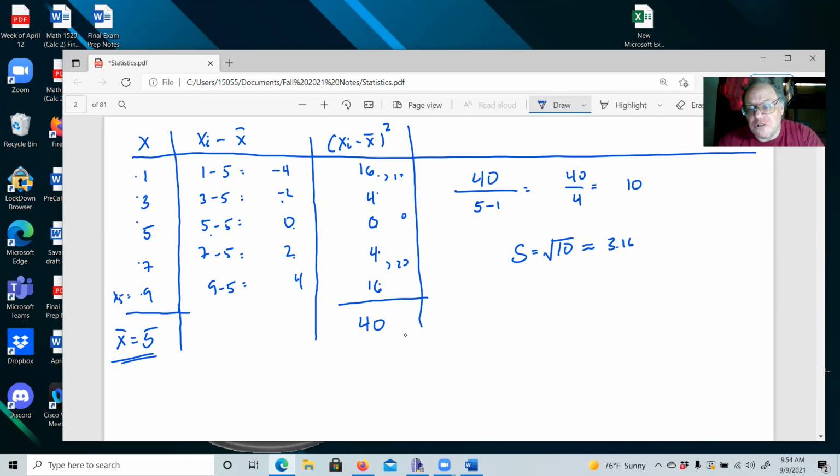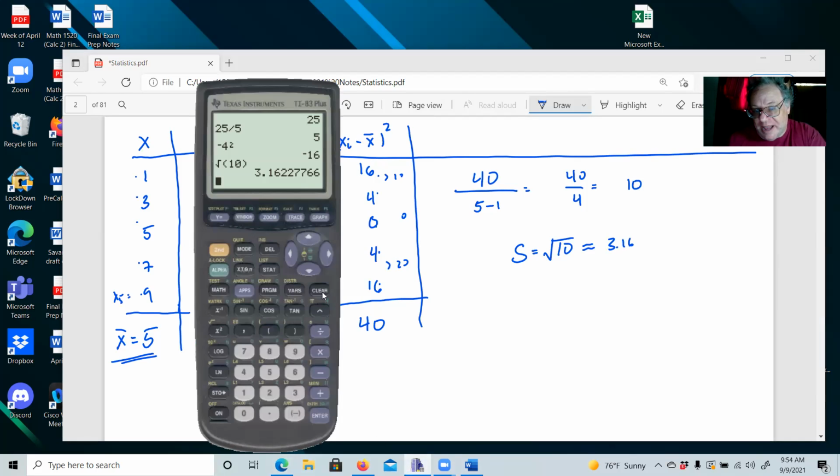If you had to do this by hand, that is how you would do it. Now, you're not going to do this by hand. We might do it one more time in an example. This is it.